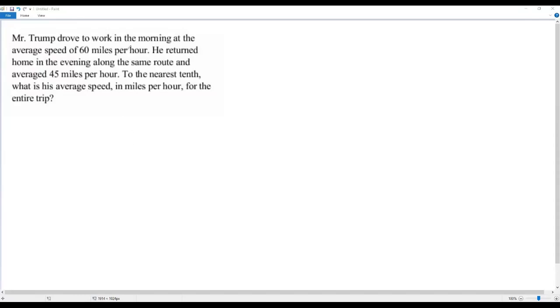Mr. Trump drove to work in the morning at the average speed of 60 miles per hour. He returned home in the evening along the same route and averaged 45 miles per hour. To the nearest tenth, what is the average speed in miles per hour for the entire trip?